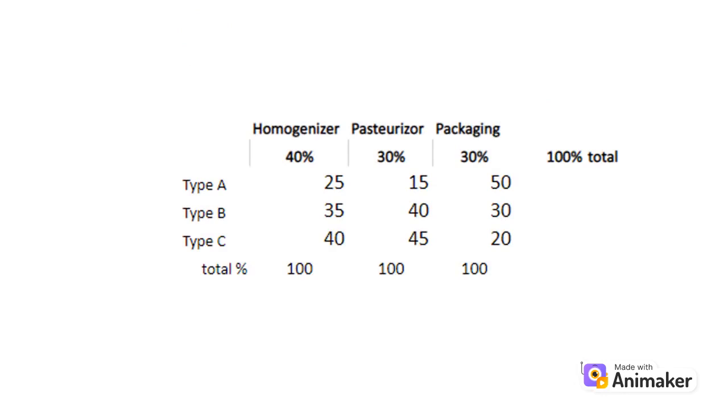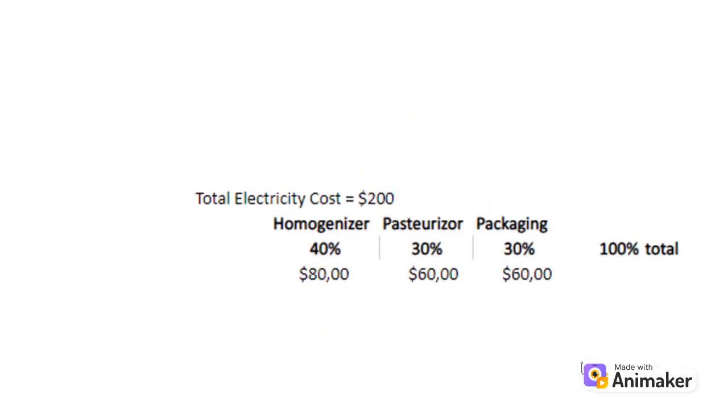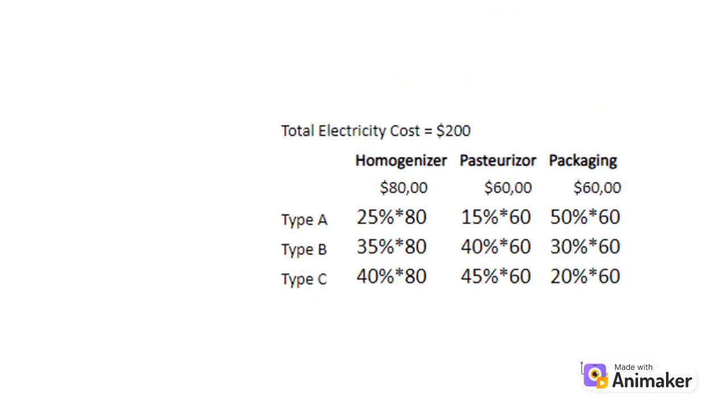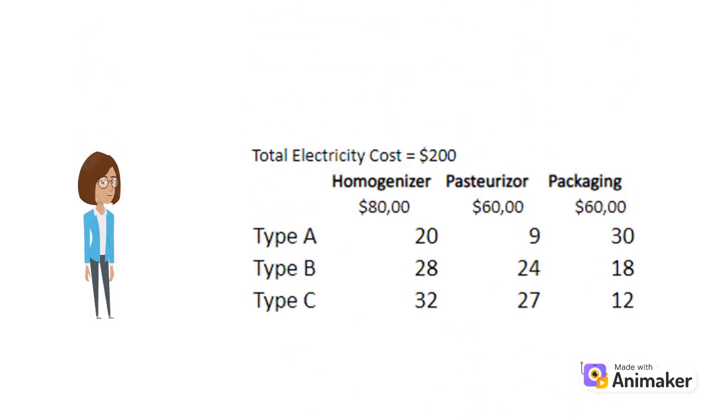Then, by the same estimation, you allocate the percentages among types of production. So, looking more closely, if your total electricity cost is 200, the figures will look like the following. When you know the figures for each of the steps, you can find out the cost for each type of your production by multiplying the percentages allocated by the cost per the stage. Here is the result.